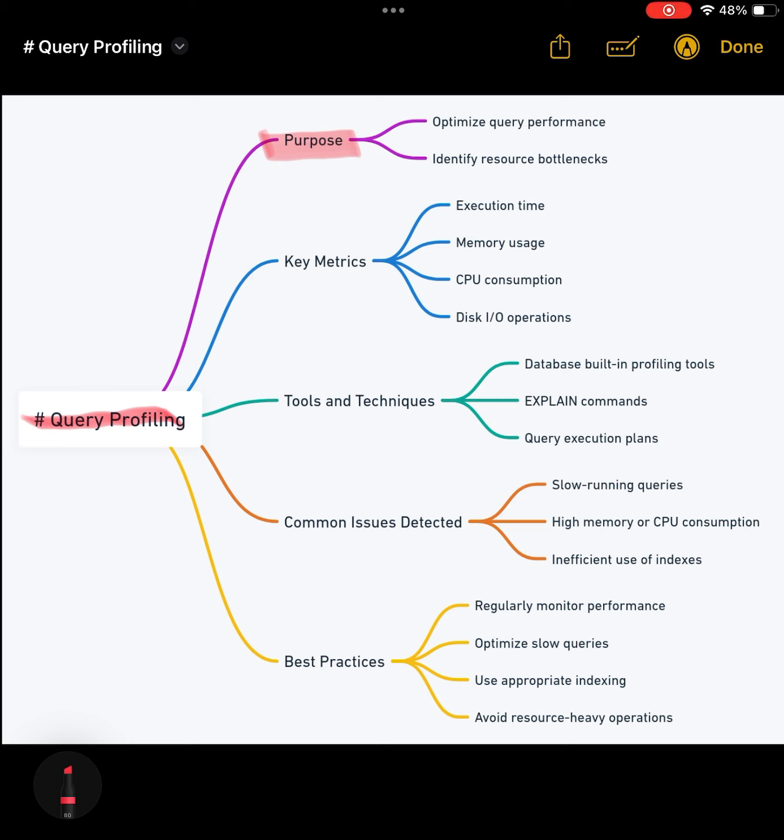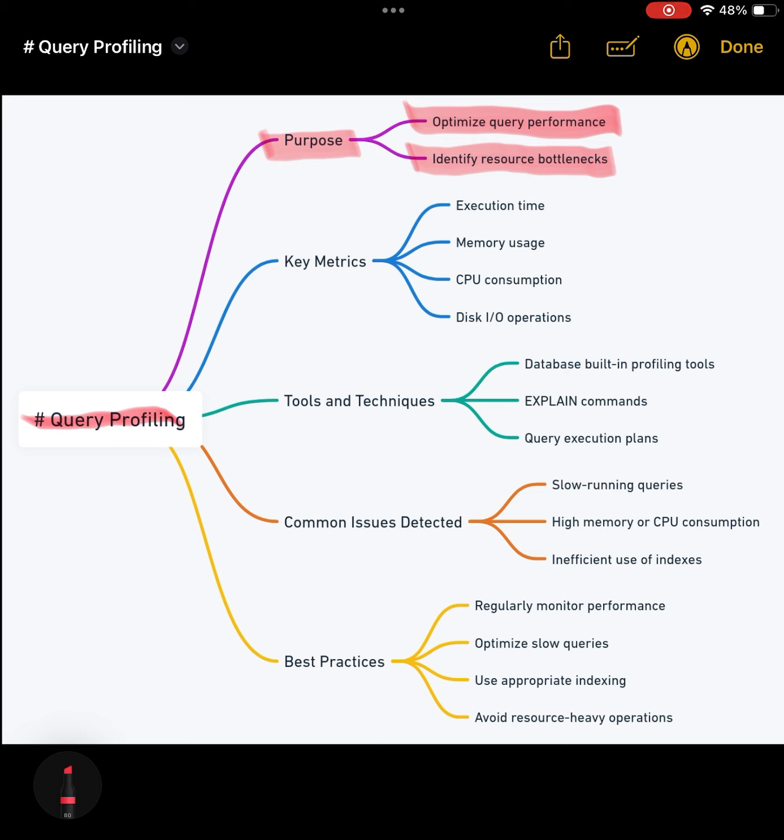1. Purpose. Optimize query performance. The main objective of query profiling is to ensure that database queries execute as efficiently as possible. It aims to reduce query execution times, minimize resource consumption, and ultimately enhance the performance of applications that rely on the database. Identify resource bottlenecks. By profiling queries, developers and database administrators can pinpoint specific resource constraints like memory, CPU, or disk I/O that slow down query execution or negatively impact overall system performance.